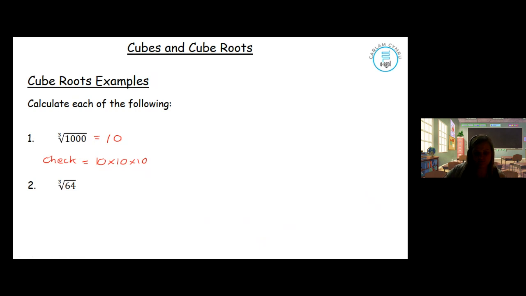Cube root of 64. So I need to think about what number multiplies itself to give me an answer of 64. And that answer is 4. And again, I'm going to do my check. So 4 multiplied by 4 is 16. And then if I multiply 16 by 4, well, actually timesing by 4 is the same as doubling and doubling again. So double 16 is 32, double 32 is 64. I'm happy that is my answer. So 4 is the cube root of 64.